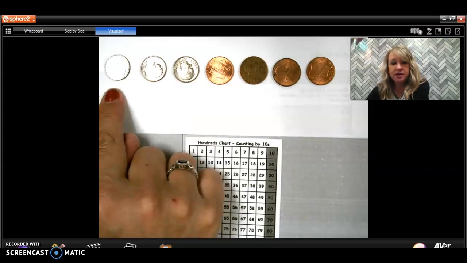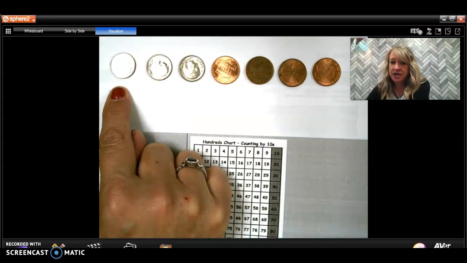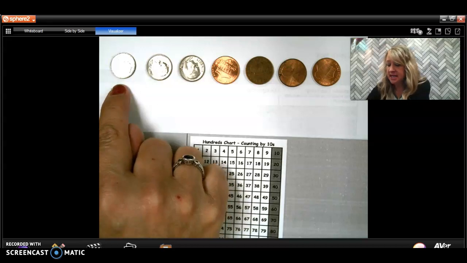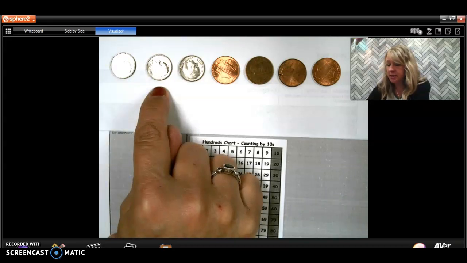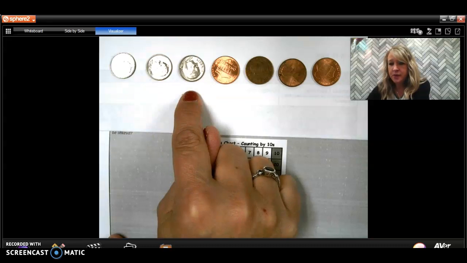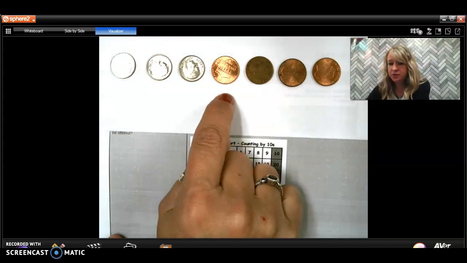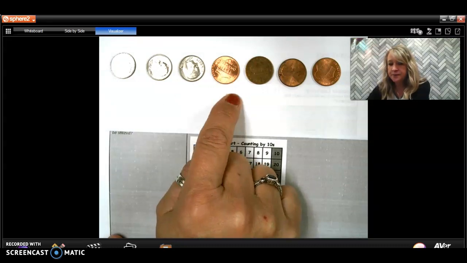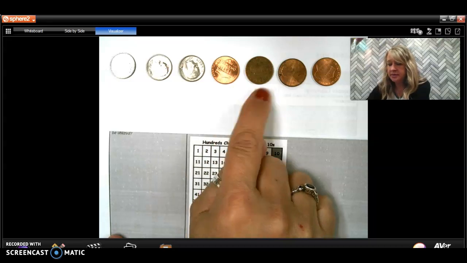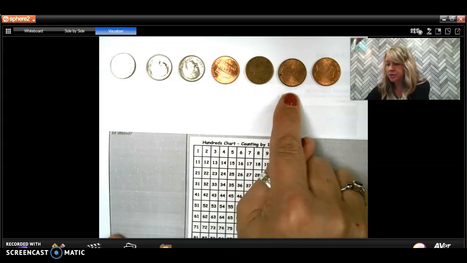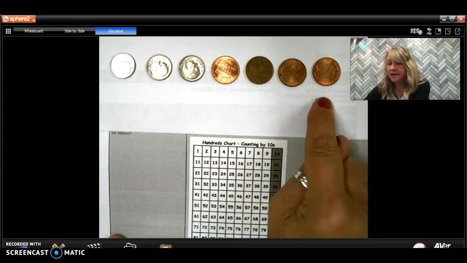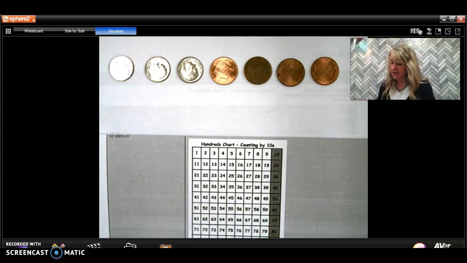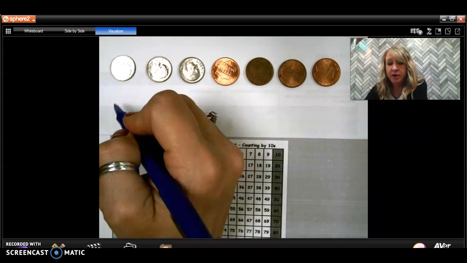All right, now let's practice our skip counting. We're going to start with the dimes, and we count the dimes by tens. Ready? 10, 20, 30. Uh-oh, what do we do now? We have to switch to ones. So 30 and 1 more. 31, 32, 33, and the last one is 34. Very good.